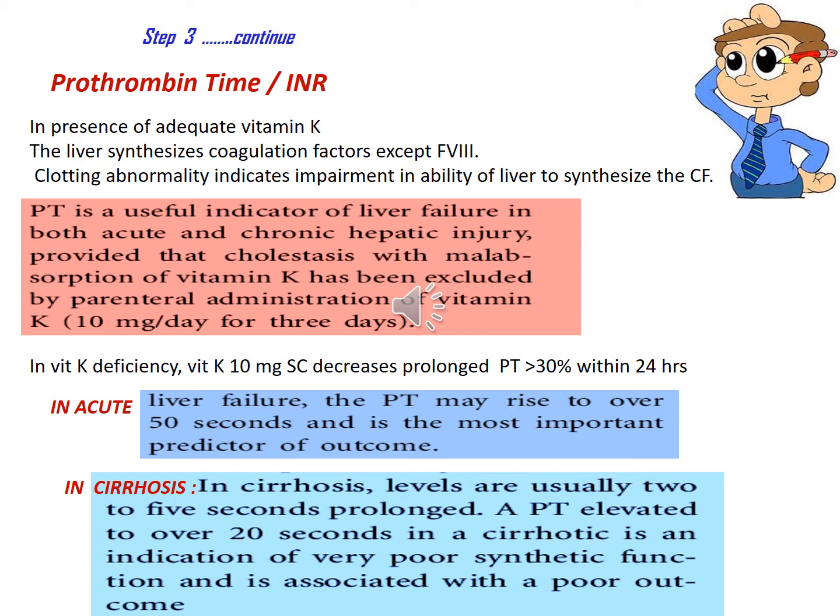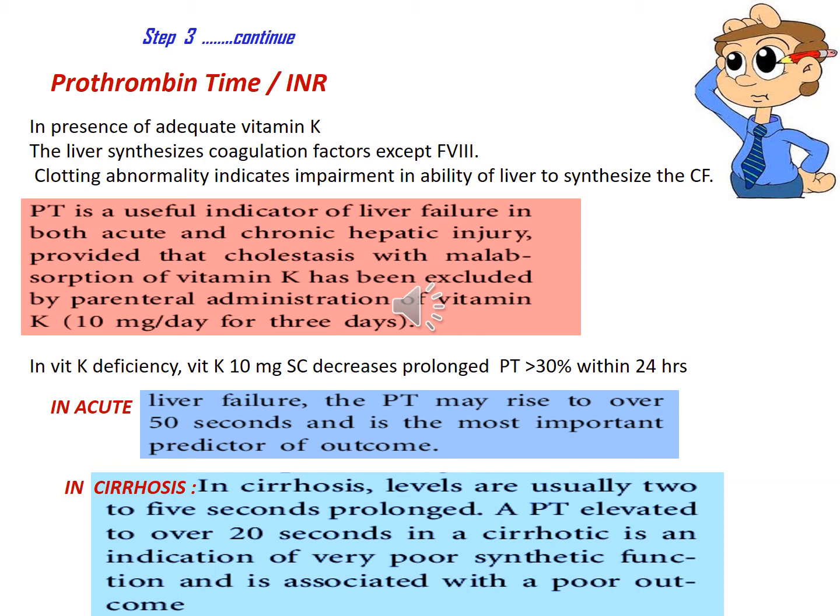So, prothrombin time is a useful indicator of liver failure in both acute and chronic hepatic injury, provided that cholestasis with malabsorption of vitamin K has been excluded by parenteral administration of vitamin K 10 mg per day for 3 days. In vitamin K deficiency, vitamin K 10 mg subcutaneously decreases a prolonged prothrombin time by more than 30% within 24 hours.